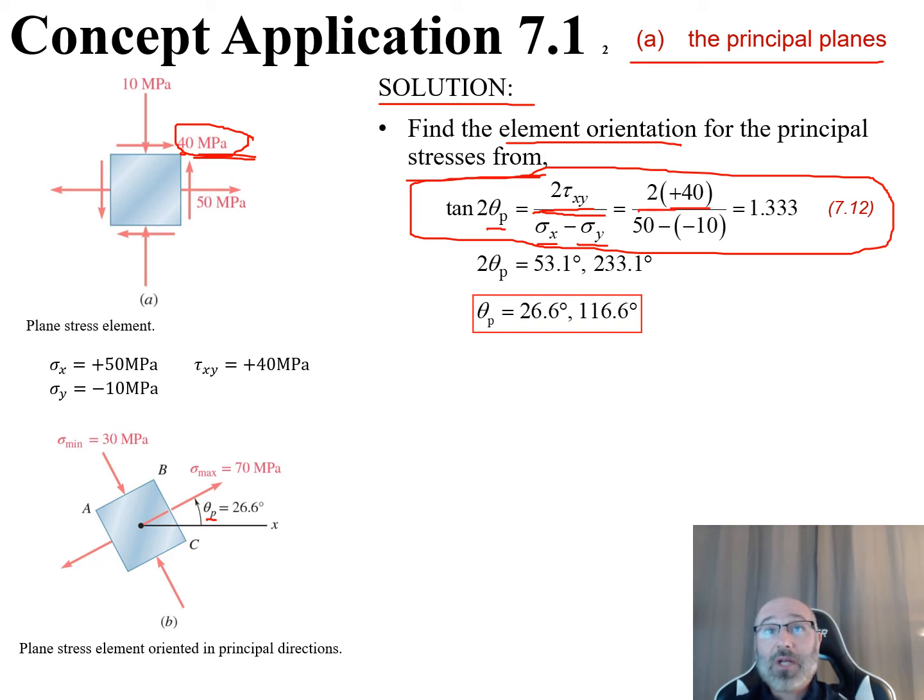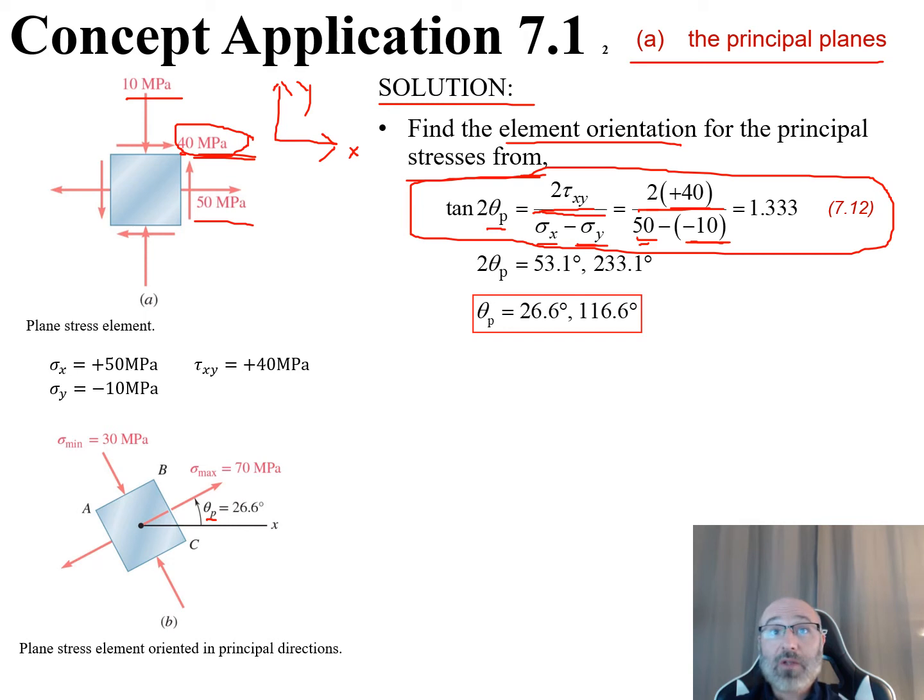So we plug that in for our tau xy. Then we can also see we have our sigma x minus our sigma y. Pay attention to your sign convention here. Our sigma x is our 50 MPa, and our sigma y is a negative 10. This comes from the 10 here, where we should have our coordinate system drawn out for this problem. We have positive x to the right, and we have positive y going up.